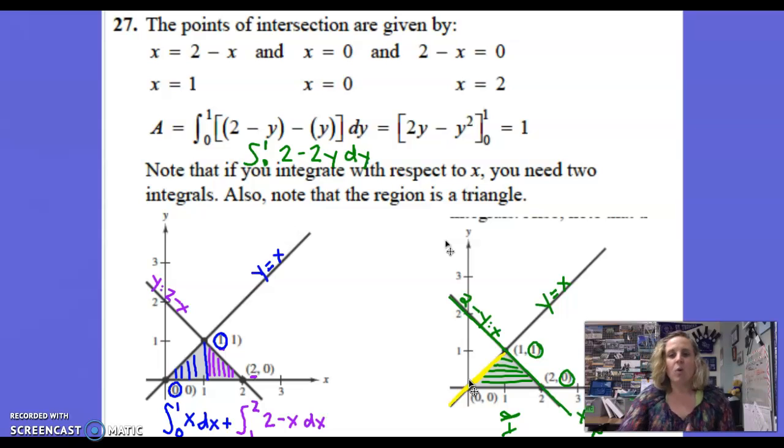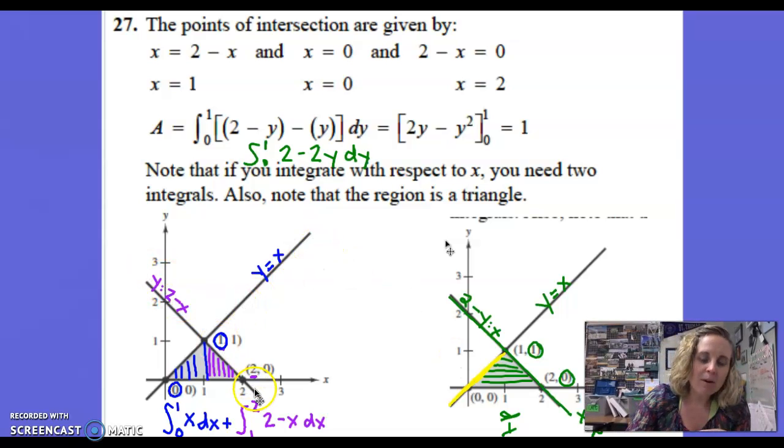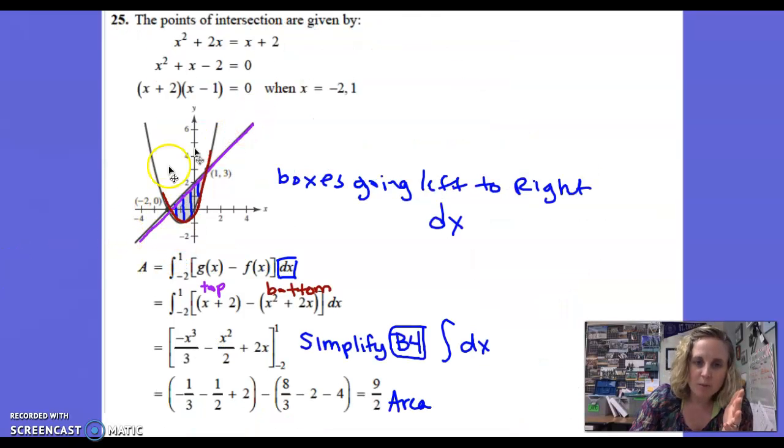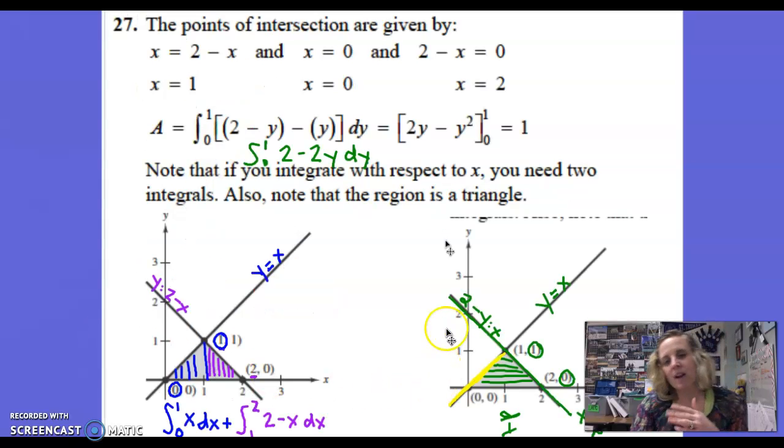Okay, so over here, in this problem we had the purple minus the red, the top minus the bottom. Well, as we're looking at this one, if I'm thinking y is the bottom here, what's the top? That would be the green equation.